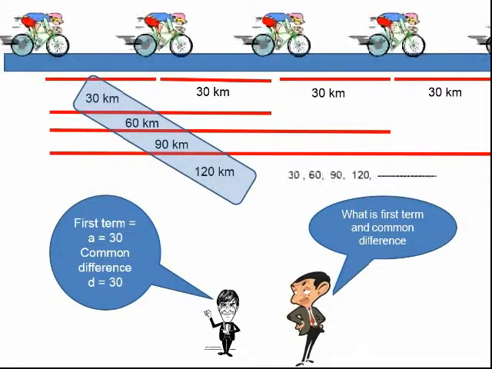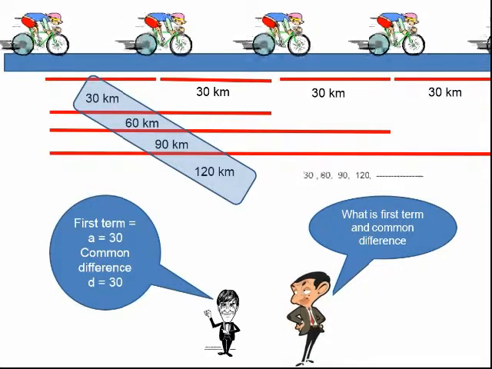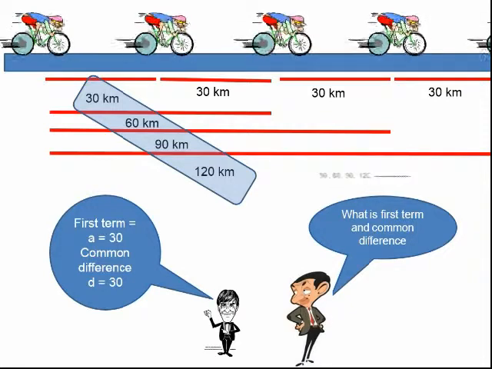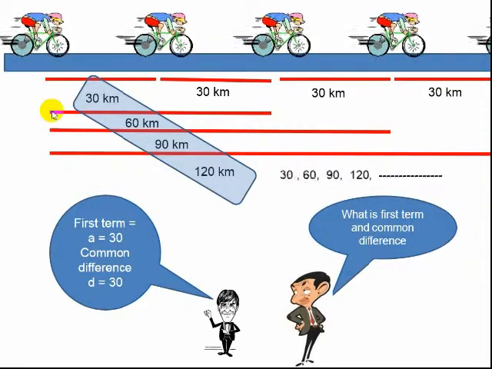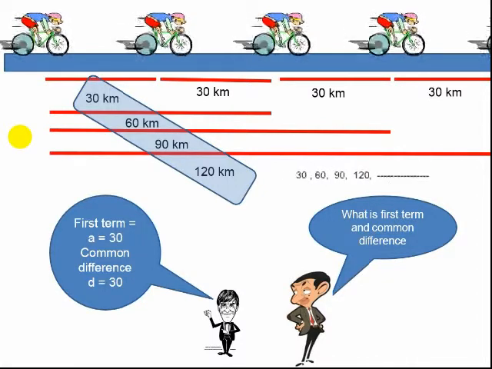And the common difference means the second term minus first term, or third term minus second term, or the fourth term minus third term, likewise. And therefore in this case the common difference is 30 and it is denoted by D, and therefore D is equal to 30. Let us take another example.